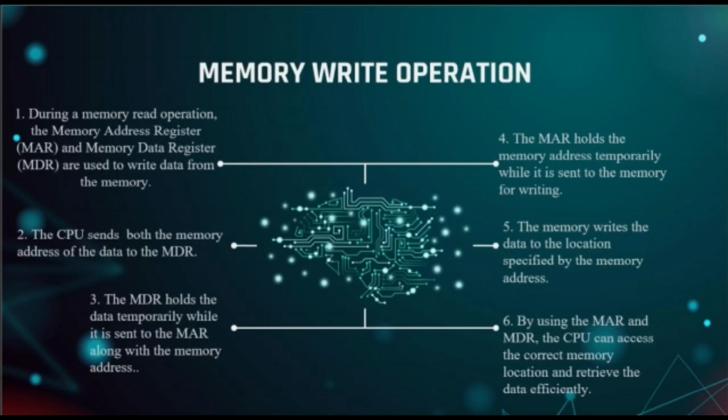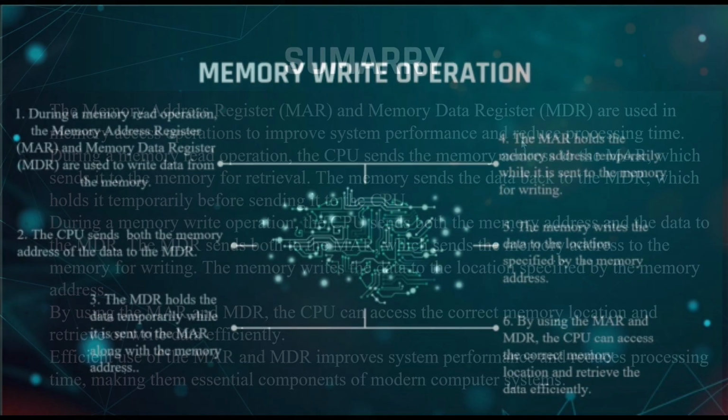Now let's see the memory write operation. During a memory write operation, the memory address register MAR and the memory data register MDR are used to write data to the memory. The CPU sends both the memory address and the data to the MDR. The MDR holds the data temporarily while it is sent to the MAR along with the memory address. The MAR holds the memory address temporarily while it is sent to the memory for writing. The memory writes the data to the location specified by the memory address. By using the MAR and MDR, the CPU can access the correct memory locations and write the data efficiently.